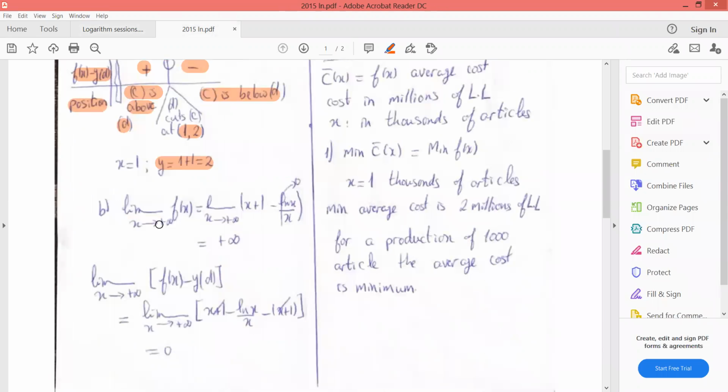So the limit as x tends to plus infinity of f(x) equals the limit as x tends to plus infinity of x plus 1 minus ln x over x. It is a property or a rule that ln x over x is 0 as x tends to plus infinity. So this 0 stays, and plus infinity plus 1 remains plus infinity.